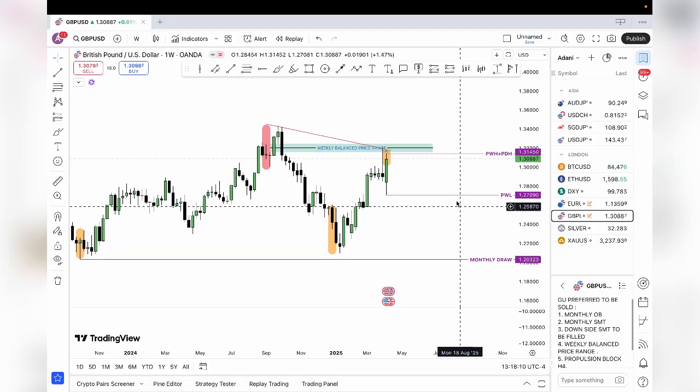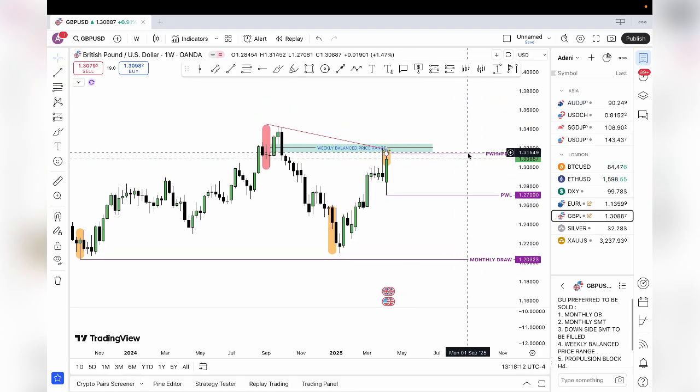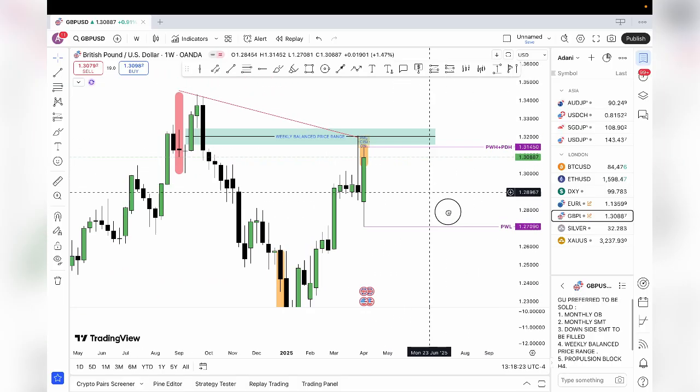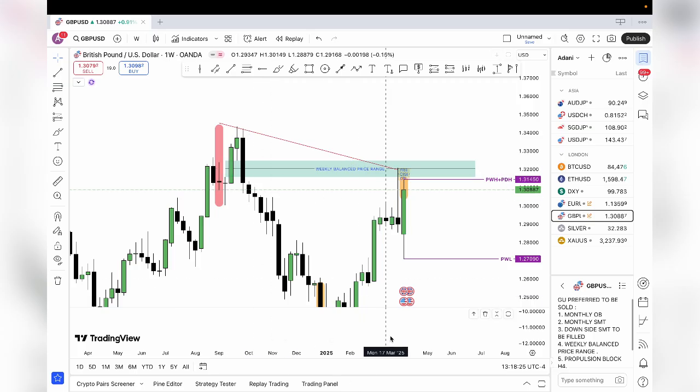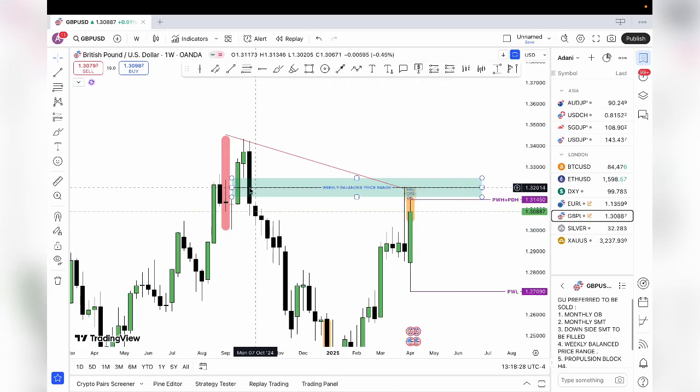So at weekly, I have marked these areas. First one is previous week high, which is also the previous day high, and the previous week low. If you check, focus on this area. What's this? This is a weekly balanced price range.